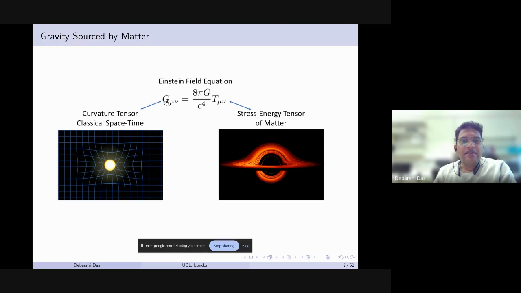On the left-hand side, G mu nu is the curvature tensor, and T mu nu on the right-hand side is the stress energy tensor. G mu nu represents how space-time curves, and T mu nu represents the distribution and strength of matter and energy. Physically, this equation tells how the distribution of matter and energy bends space-time, and how the bend of space-time determines how an object will move in space-time. So this equation connects the distribution and strength of energy and mass with the curvature of space-time.